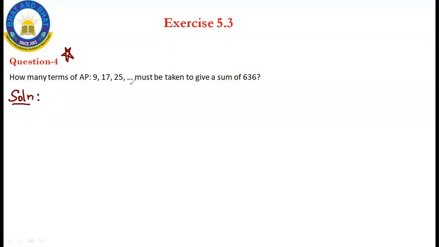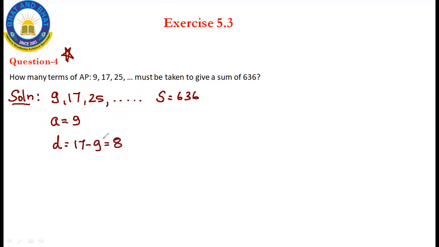So how many terms of the AP? Let's note down the AP 9, 17, 25 and so on, must be taken to give a sum of 636. So Sn is equal to 636. From the given data, we can find out A, that means my first term is 9. I can find out D: 17 minus 9, which will give me 8. So now I can utilize the direct formula: Sn is equal to n by 2 into (2a plus (n minus 1) into d). You might feel this is a regular question like what we have solved so far, but when we do the substitution, we will get to know.